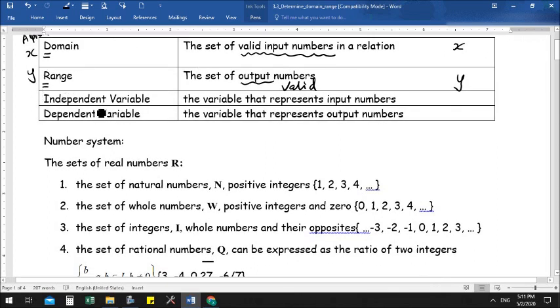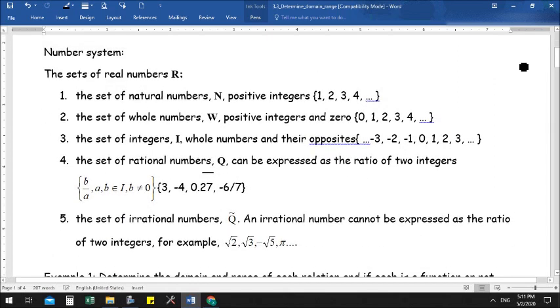y. And the independent variable represents the input, and the dependent variable represents the output. Okay, and here we have the list of number systems. Don't worry about so many letters here, because you just need to know the R. We write it like this. It represents the set of real numbers.